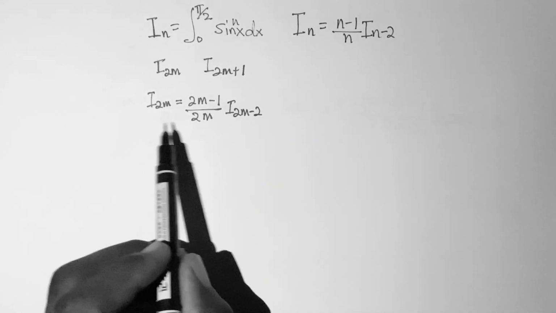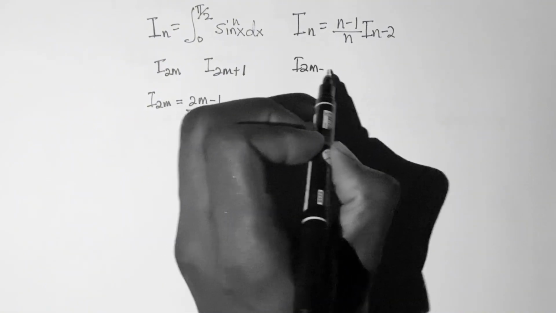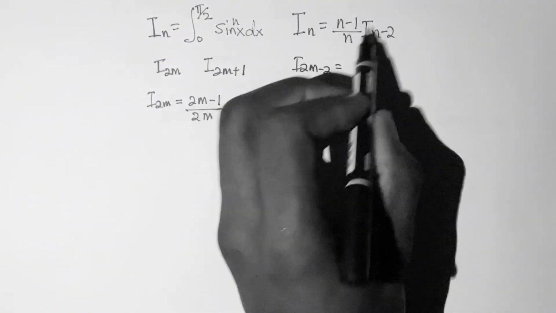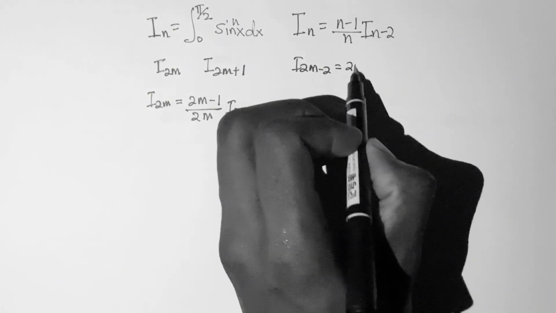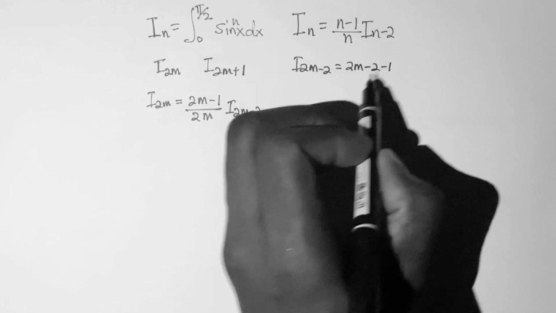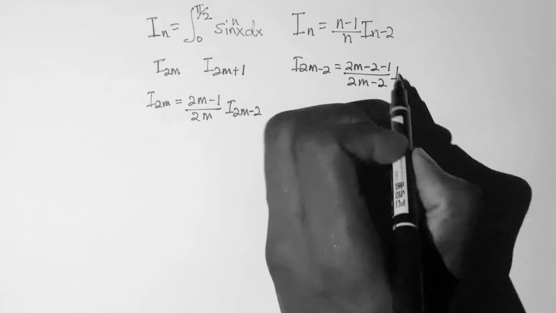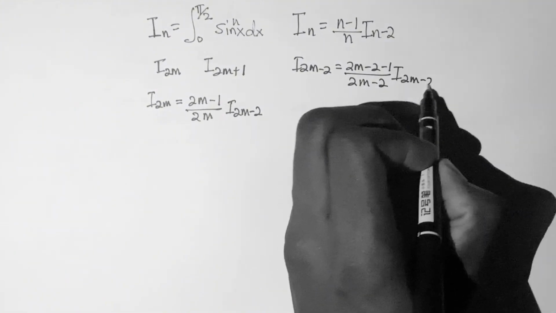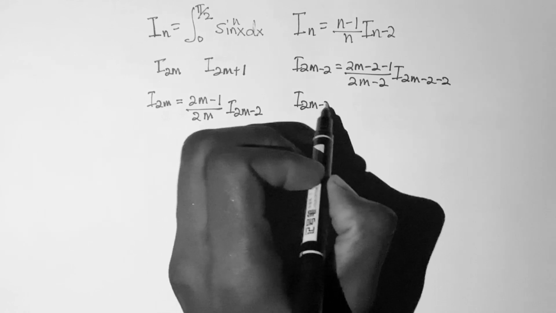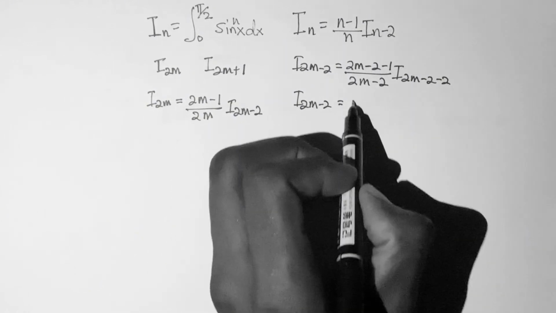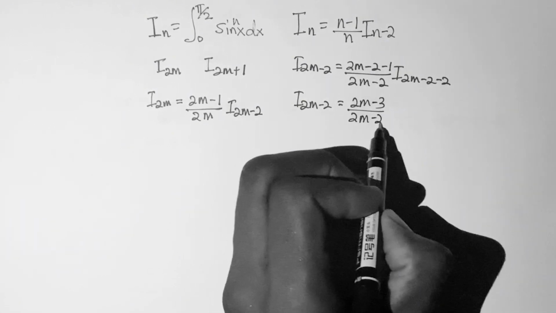So let's find I of 2m minus 2. So I of 2m minus 2 becomes, so we replace, wherever we see m, we replace with 2m minus 2. So this becomes 2m minus 2 minus 1 divided by 2m minus 2. Then here becomes I of 2m minus 2 minus 2. So I of 2m minus 2 is equal to 2m minus 3 divided by 2m minus 2, I of 2m minus 4.